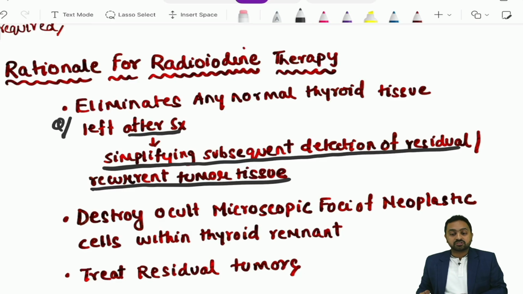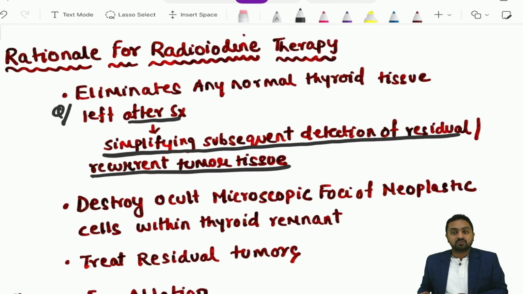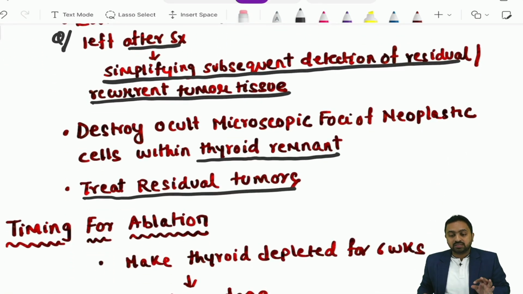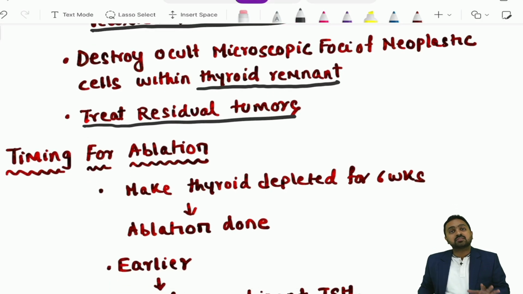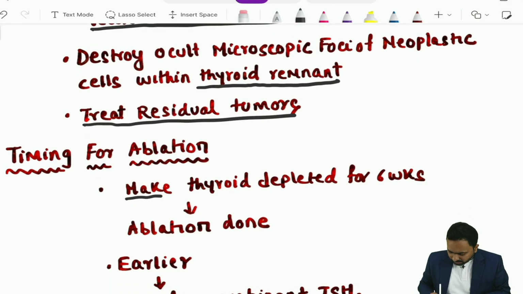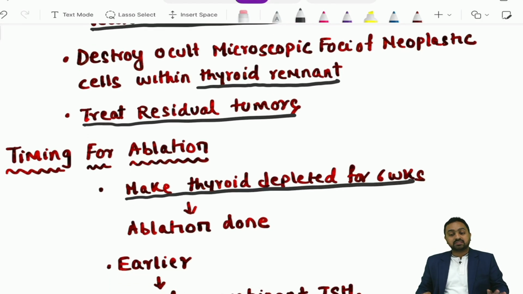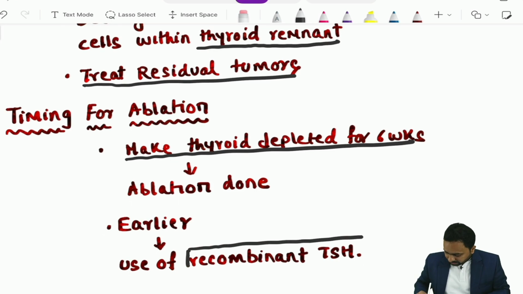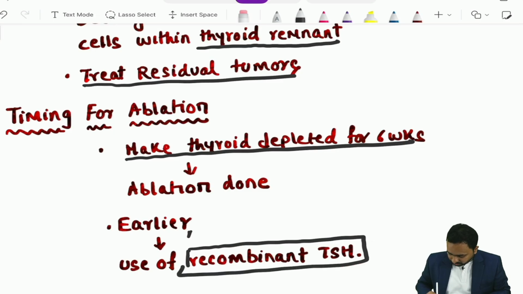Now this also destroys the occult microscopic foci of neoplastic cells within the thyroid remnant, and treats residual tumors. The timing for ablation is usually 6 weeks post surgery, where we make the patient thyroid depleted for 6 weeks. If we want to do this process early, it can be done by using recombinant TSH.